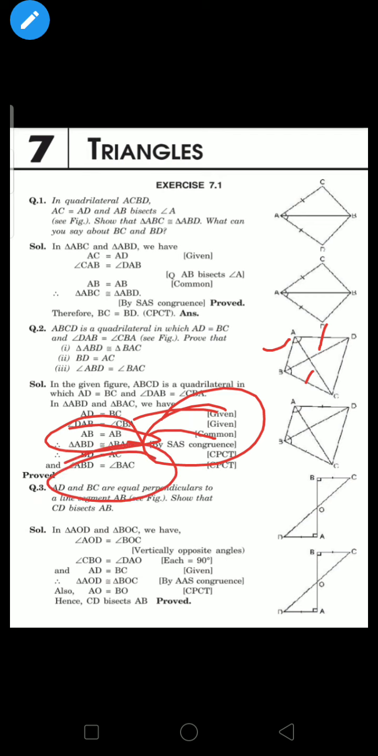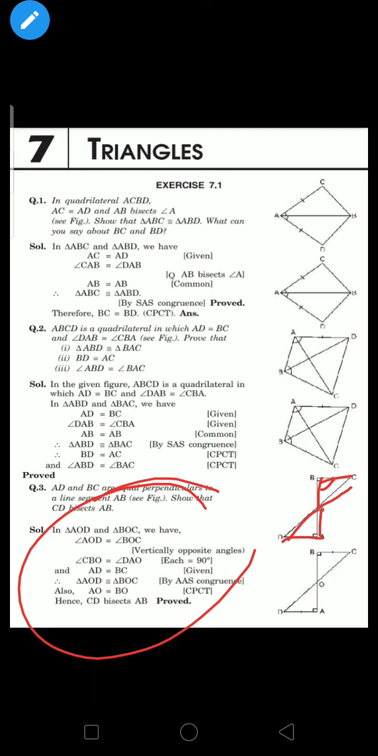Then you know that AD is equal to BC as it is given here. When you are taking triangle ABD and triangle BAC, look here, AD is equal to BC, it is given here. Angle DAB is equal to angle CAB, it is also given here. AB is equal to AB as it is common. So these triangles will be congruent to each other by the congruency rule SAS. Okay, students? And by CPCT, we will take the corresponding parts of the congruent triangles equal, as the question was asking. Okay, students?